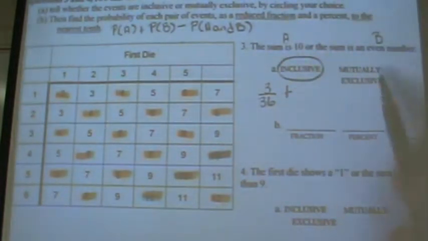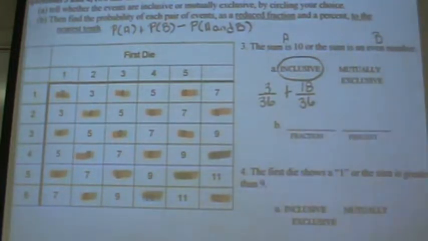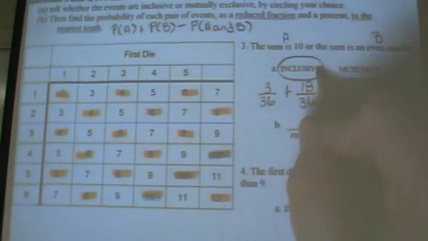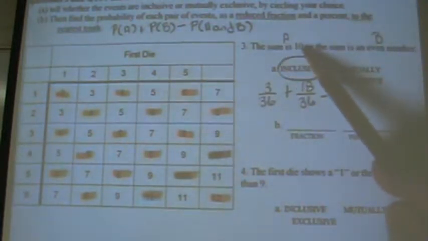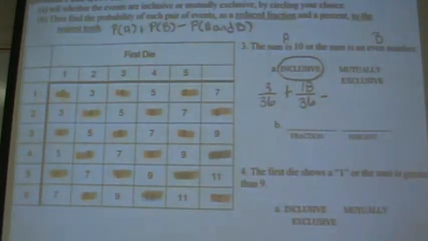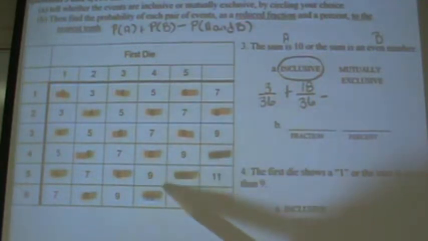We're going to add the probability of event B. So that was every time that we could get an even number, which are highlighted in orange. And there are 18 even numbers out of the 36. So that gives you a probability of 18 out of 36 for event B. And then, because we said it was inclusive, we have to subtract the probability of A and B. So that's every time that we have a sum of 10 and the sum is an even number. Well, I just said that 10 is always an even number, so that's all 3 of our 10s.